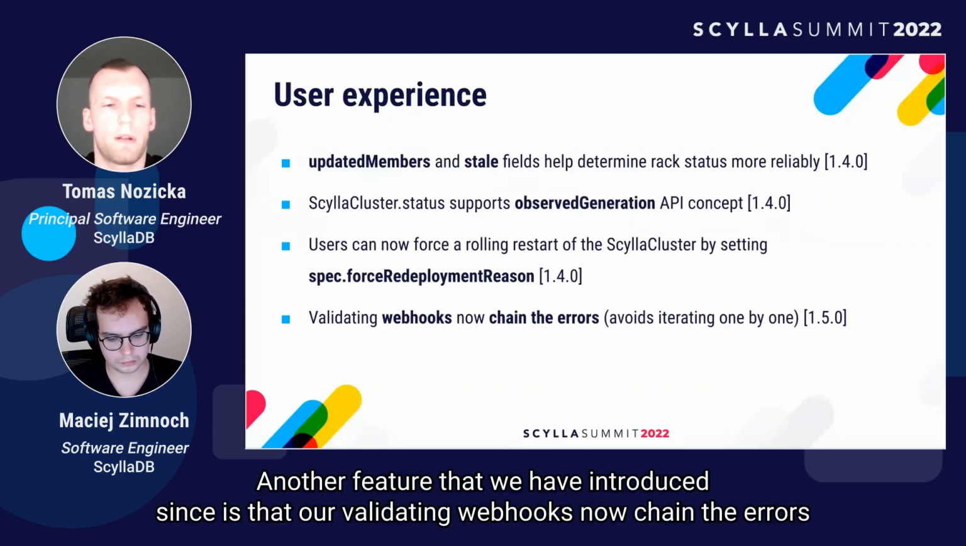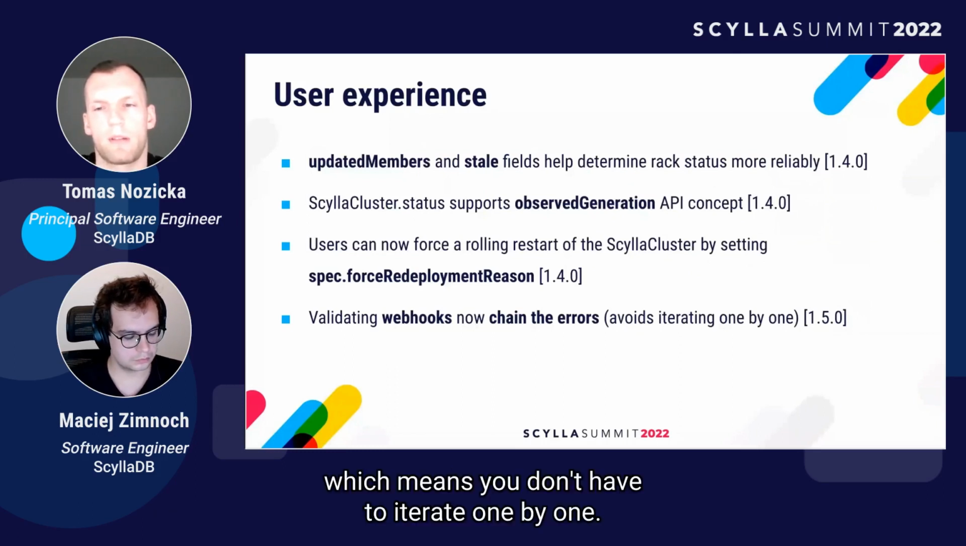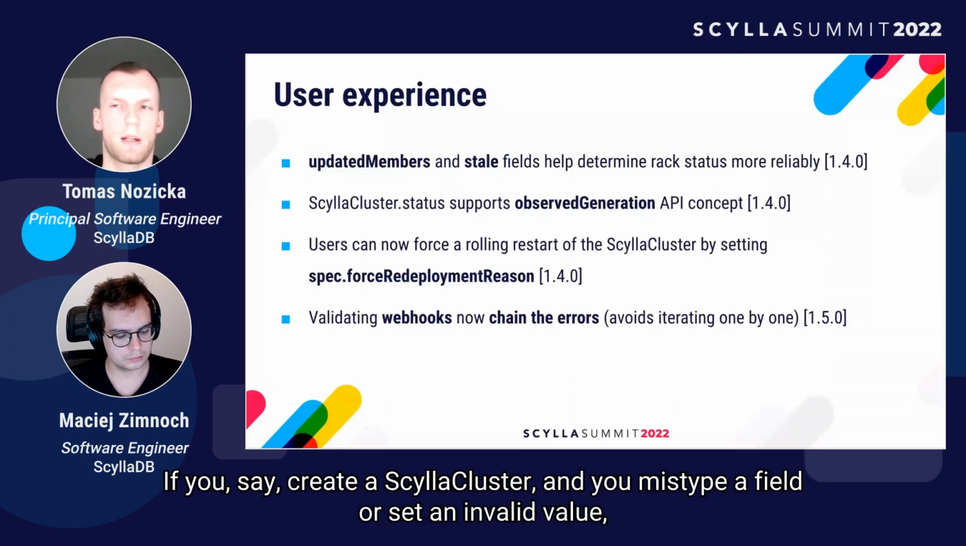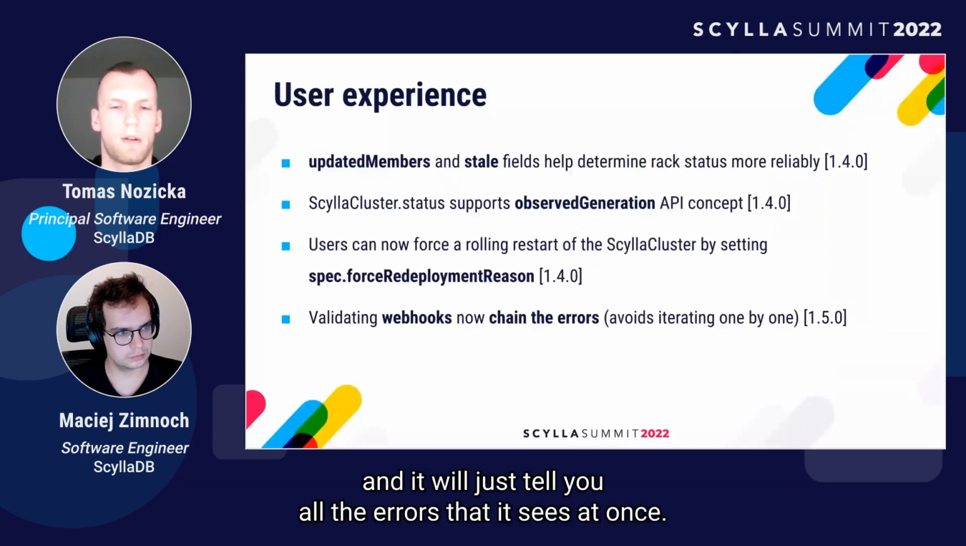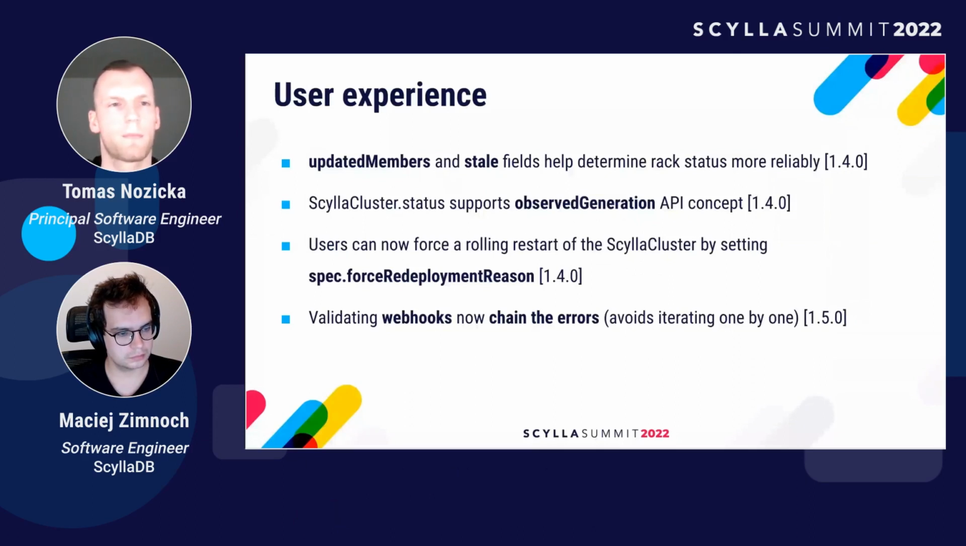Another feature that we have introduced since is that our validating webhooks now chain the errors, which means you don't have to iterate one by one. If you, say, create a Scylla cluster and you mistype a field or set an invalid value, you don't have to go through the cycle, and it will just tell you all the errors that it sees at once.